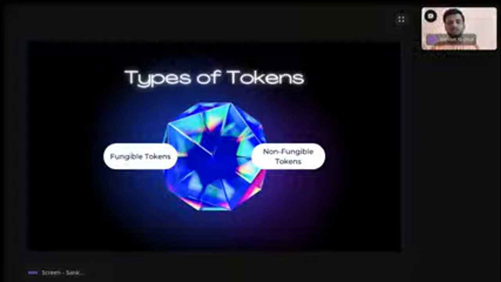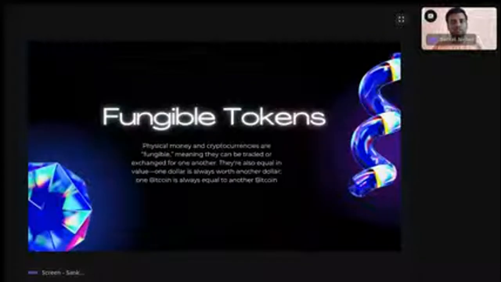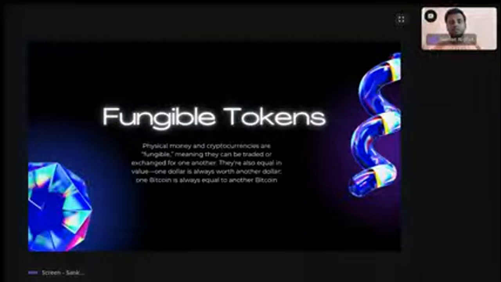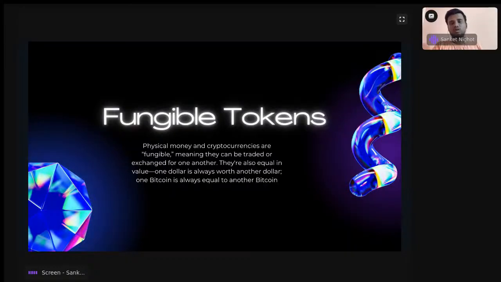The definition of a fungible token is that physical money or cryptocurrencies are fungible, meaning they can be traded or exchanged for one another, and they are also equal in value. Like $1 will always be worth $1, or one Bitcoin will always be worth one Bitcoin.